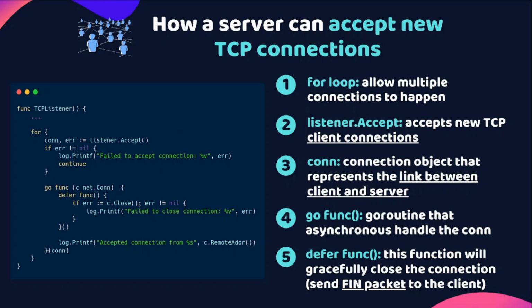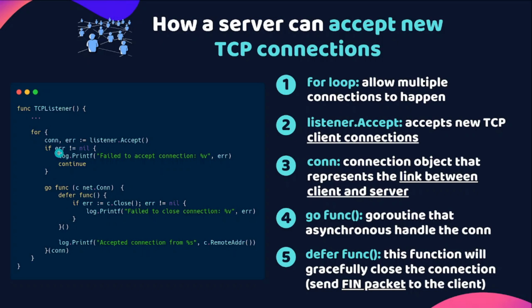2. Getting a connection. Once a client connects, accept returns two things: a connection object with type net.Conn that represents the link between the client and the server, or an error if something went wrong during the handshake or if the server stopped listening, and so on.